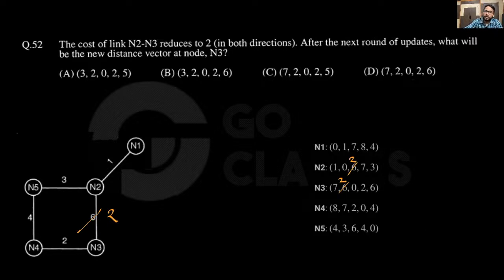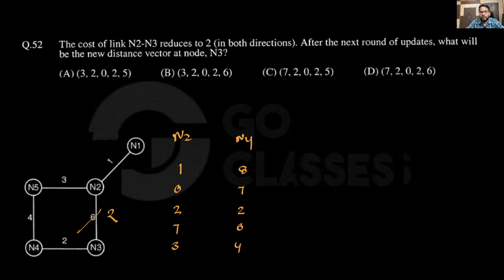Now they are saying what will be the new distance vector at N3? So at N3 you will be getting vectors from N2 and N4. Very easy. From N2 you will be getting 10273, and from N4 you will be getting 87204. That is all. And then you can write the cost of N2 to N3. They're asking at N3. Yeah, so N2 to N3 is 2, and here it is also 2.